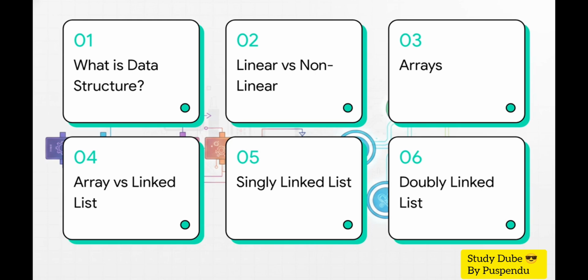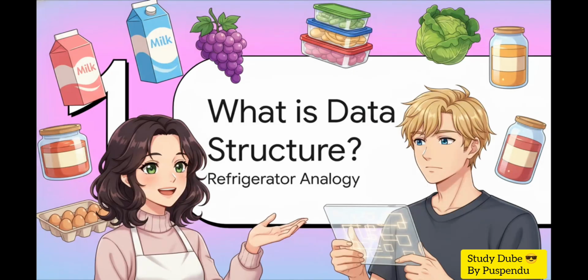Here is our roadmap. We're looking at what a data structure actually is, comparing linear versus nonlinear, diving into arrays, comparing arrays to linked lists, and finally, breaking down singly and doubly linked lists. Section 1. What is a data structure? We're going to use the refrigerator analogy to really ground this concept before we get bogged down in any code.